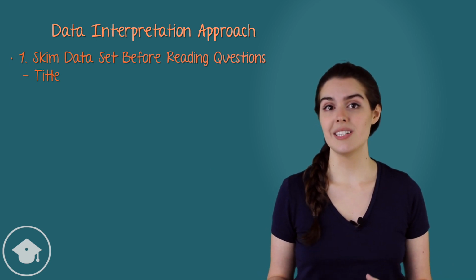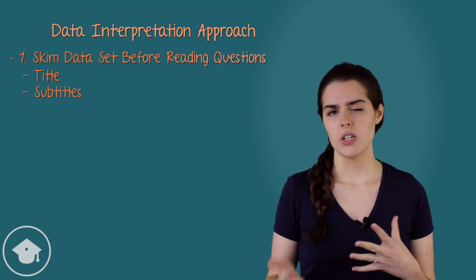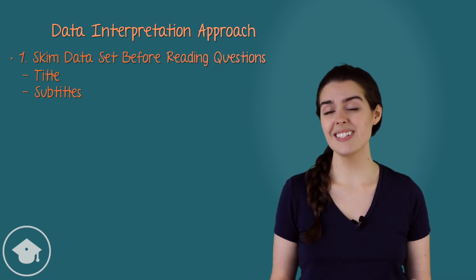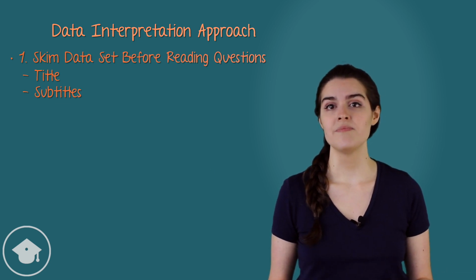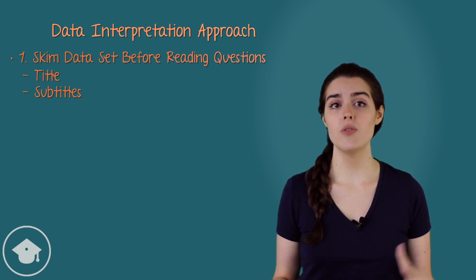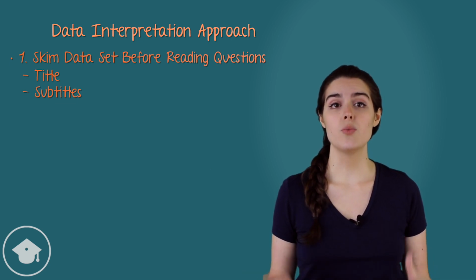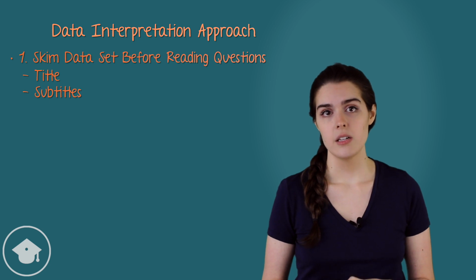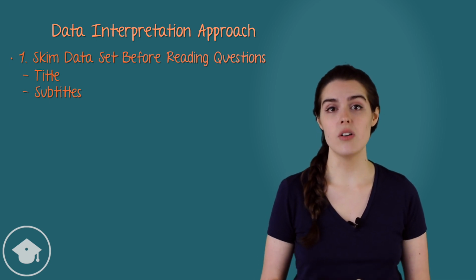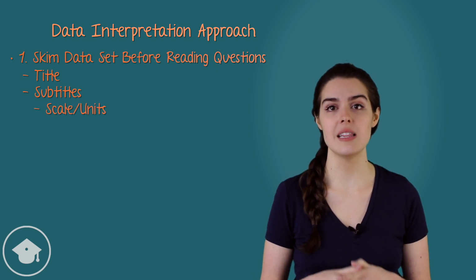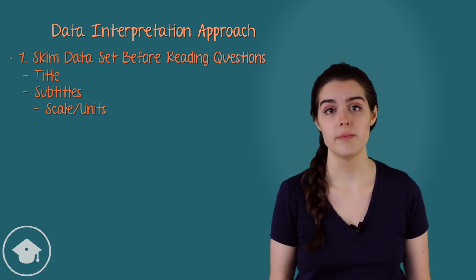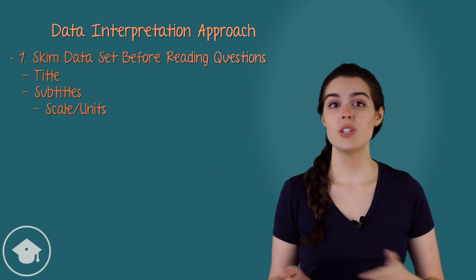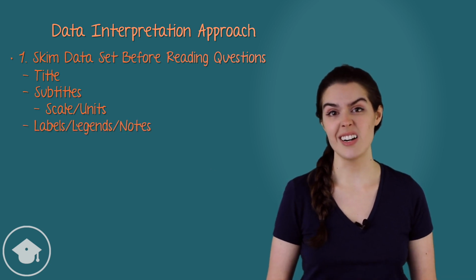Now the second thing we want to take note of are any subtitles. So in the case of graphs, these are going to be our axis titles. In the case of tables, these are our row and column titles. Again, this gives us a good overview of what's in the data, but it also gives us a window into how to read the data. So a key thing to note here is going to be scale or units. If the data is in thousands of dollars, we don't want to get confused thinking it's simply dollars later. If our data is a percent, we don't want to get confused thinking it's a value later.